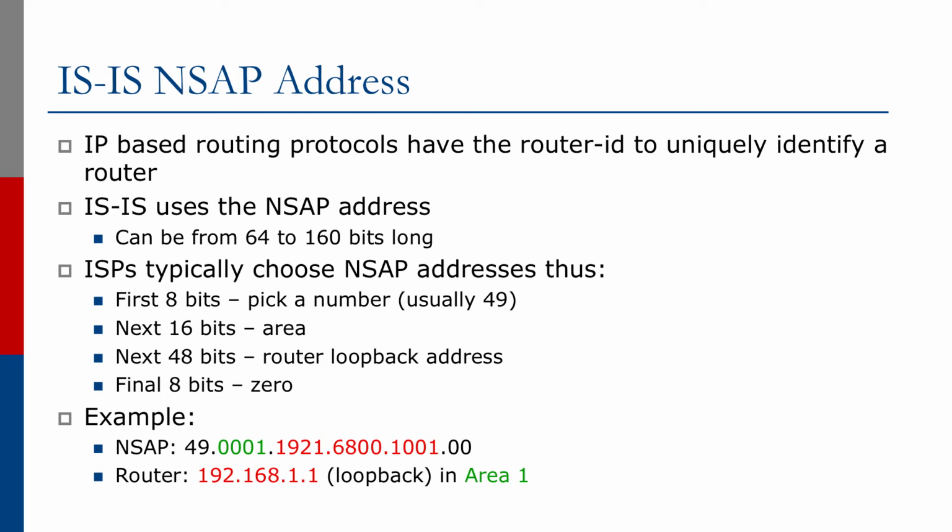The IP address is 192.168.1.1. We insert the leading zeros in that IP address, move the dots across, and we get the 1921.6800.1001 to form the 48 bits of the NSAP address. This way, we can make sure we have a unique NSAP address for every single router on the network, because the loopback address has to be unique on every single router in the network as well.